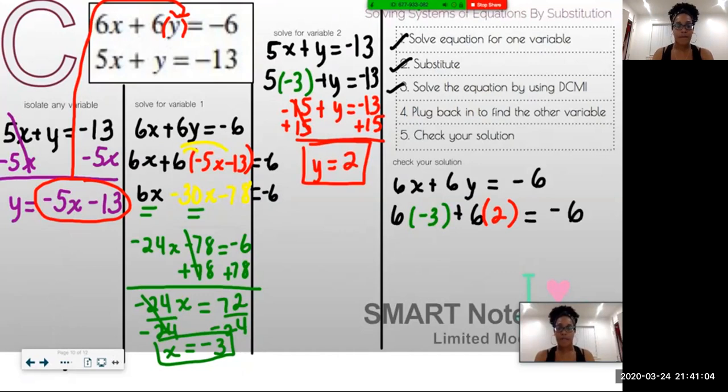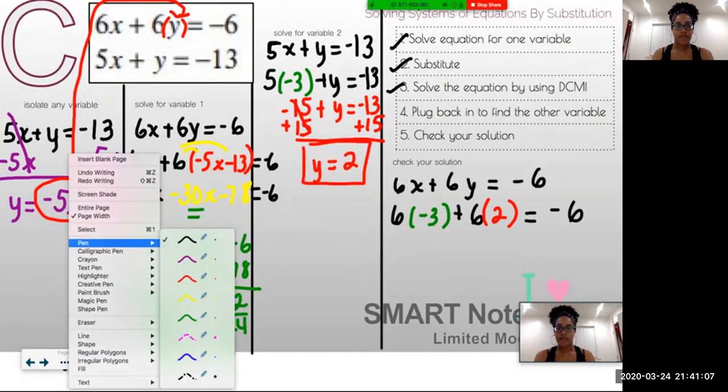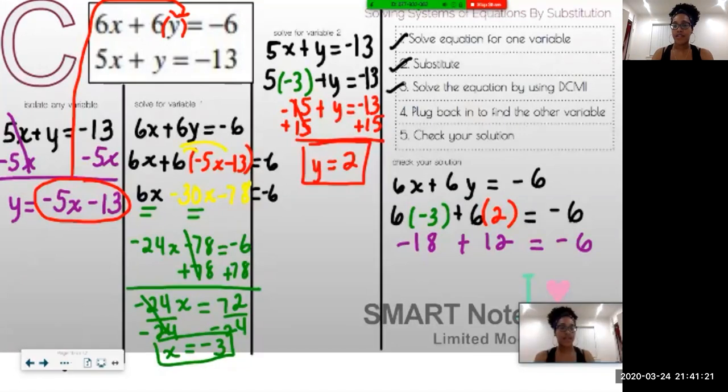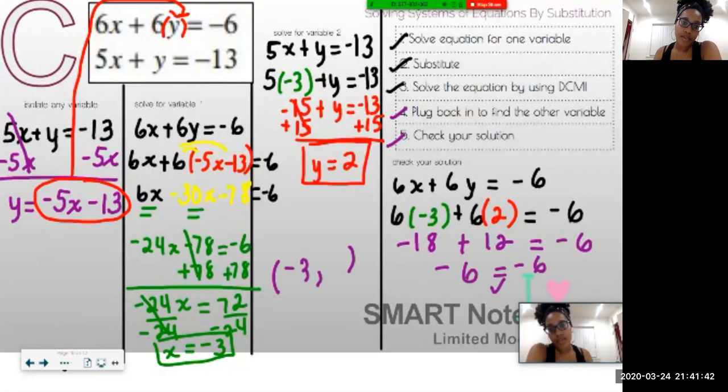So let's see. So 6 times negative 3 is negative 18. And 6 times 2 is 12. And that's equal to negative 6. Negative 18 plus 12 is negative 6. So negative 6 is equal to negative 6. That works out. Check our solution. So that means that this is an ordered pair. So our ordered pair, remember we write them x comma y. This is our solution, negative 3 comma 2. This is our solution.